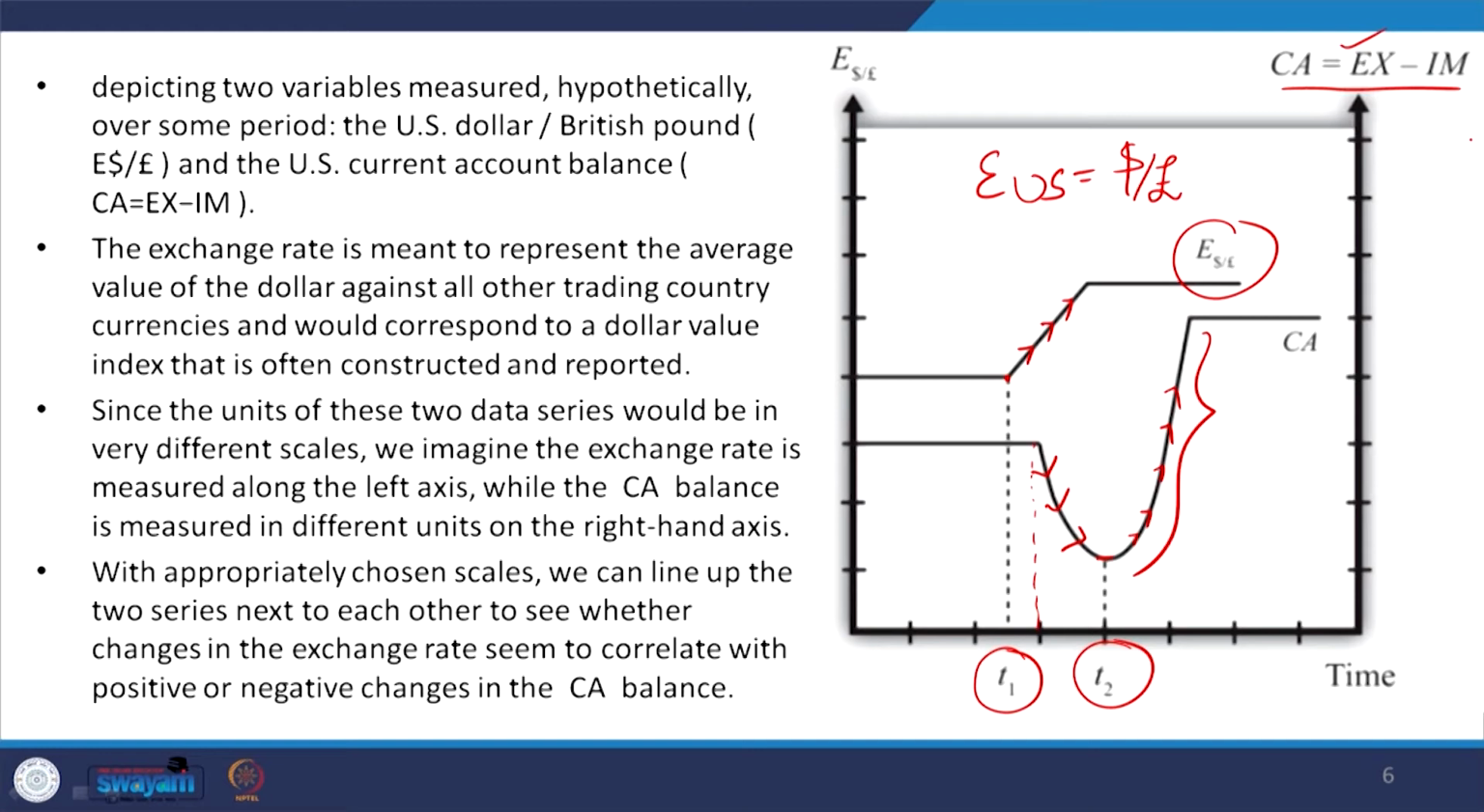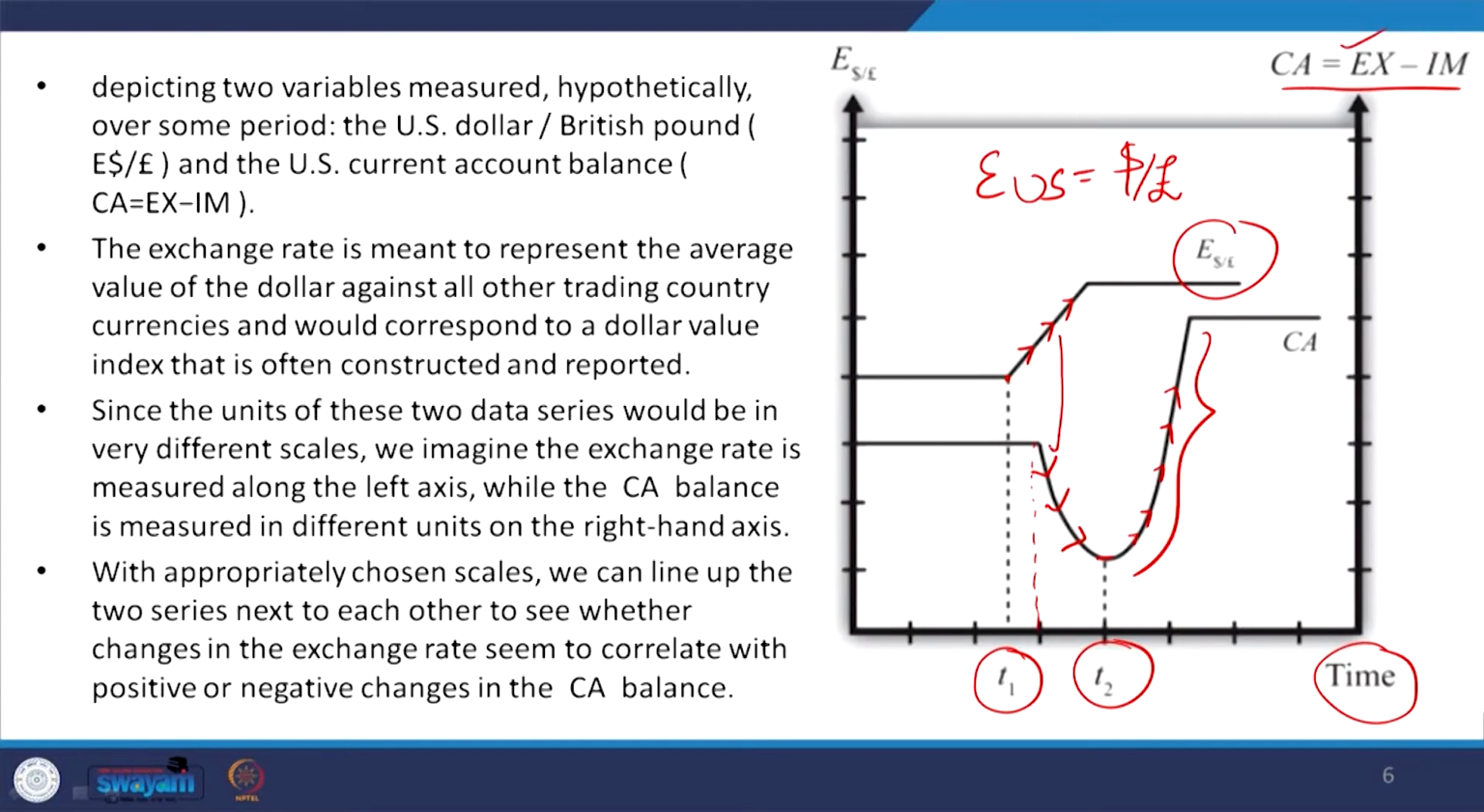On the horizontal axis it is time, so over the period of time what are the changes. Therefore, we are referring to the intertemporal changes. The exchange rate is meant to represent the average value of the dollar against all other trading countries' currencies and would correspond to a dollar value index that is often constructed and reported. Since the units of these two data series would be in very different scales, we imagine the exchange rate is measured along the left axis, while the current account balance is measured in different units on the right hand axis. So, since the units are different, we are putting them on different axes.